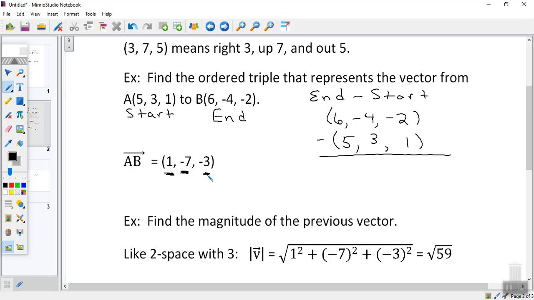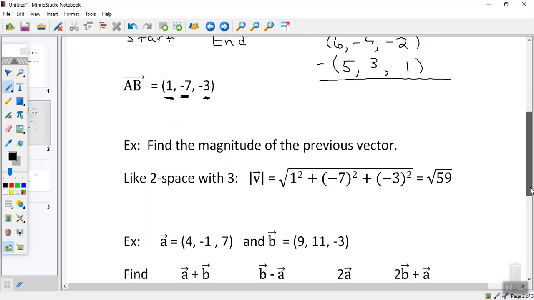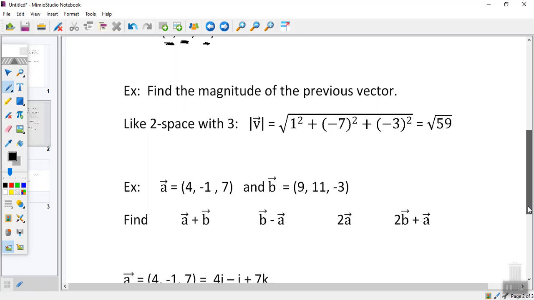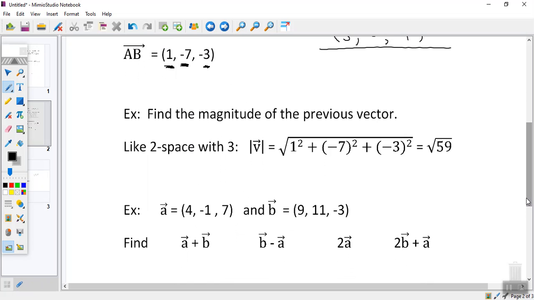And sometimes I call that out like forward or backwards, like forward towards you or back into the board. It's kind of like a depth thing, okay? All right, so guys, how do you find the magnitude of that vector? The magnitude being the length of it, right? So find the magnitude of the previous vector. Well, what was your change in x right here, kids? What was your change in x? What was your change in y?